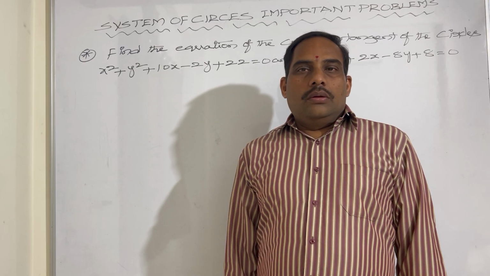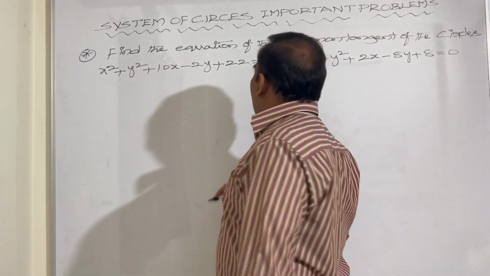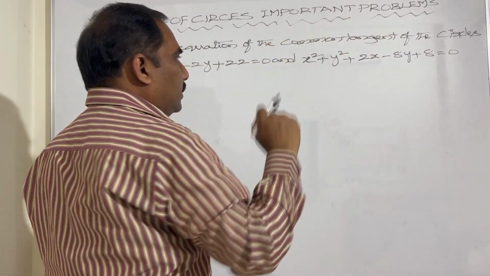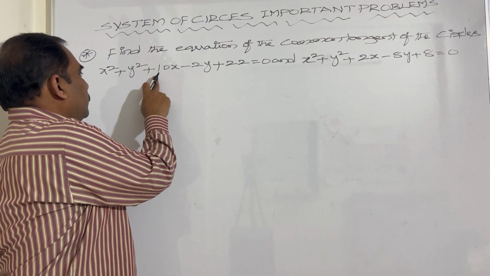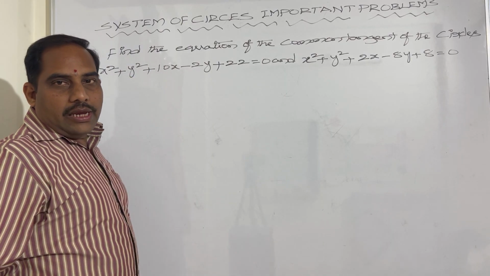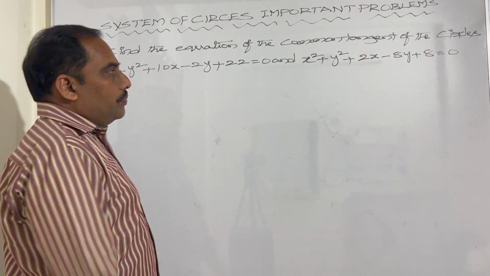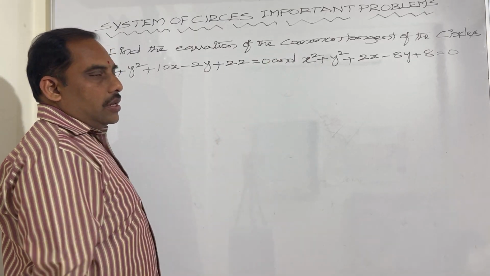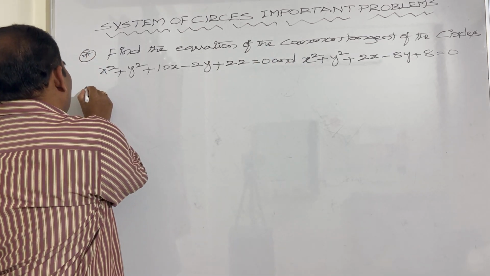Here, the question is given: find the equation of the common tangent of the circles x squared plus y squared plus 10x minus 2y plus 22 equals 0 and x squared plus y squared plus 2x minus 8y plus 8 equals 0.